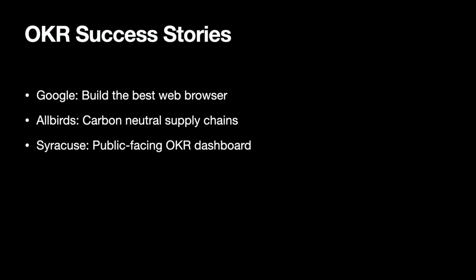Here are just a few examples of the power of OKRs. Google used aggressive monthly active user key results to achieve their objective of building the best web browser. Google Chrome surpassed 100 million users within 3 years. Today, it's the most popular web browser by a wide margin.